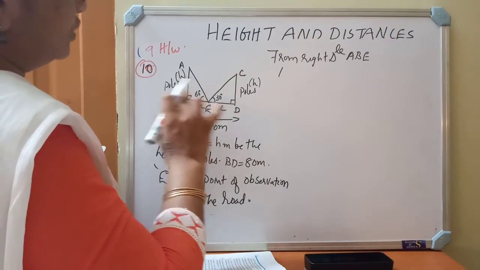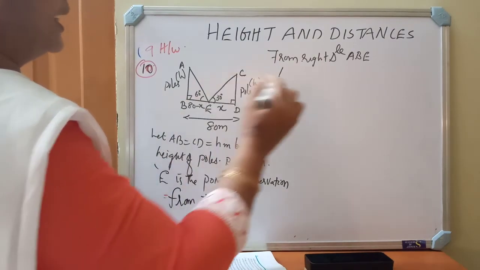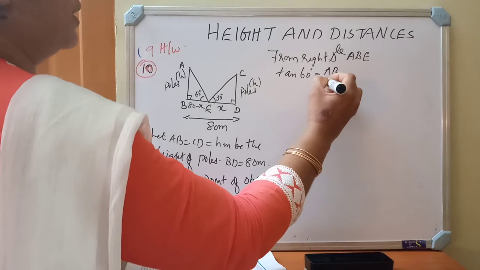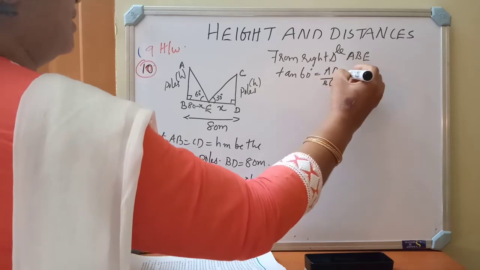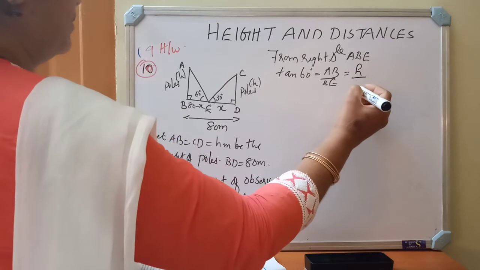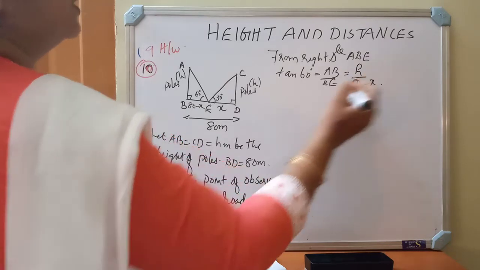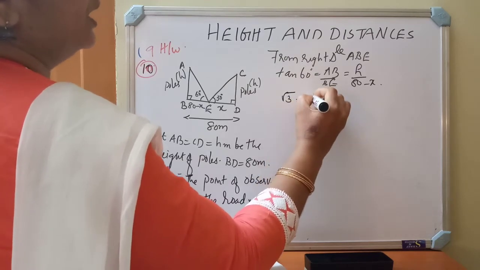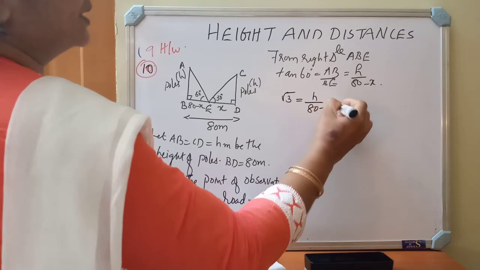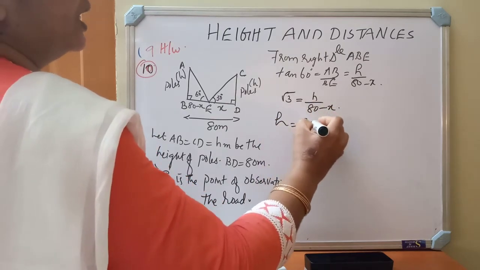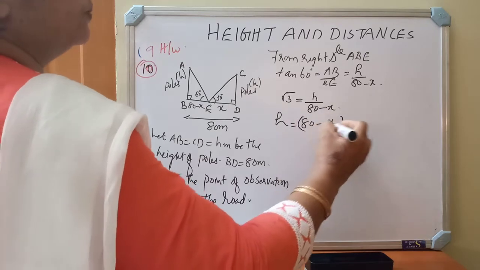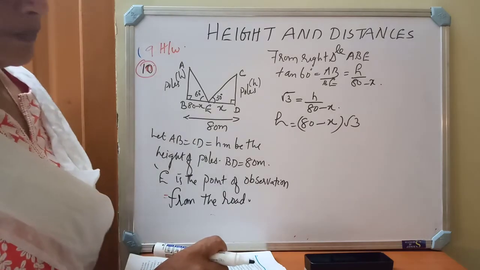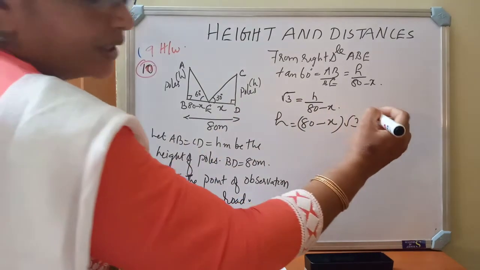From triangle ABE, this is 60 degree. So opposite by adjacent, tan 60 is equal to AB divided by BE, that is h divided by 80 minus x. Tan 60 is root 3. Root 3 is equal to h divided by 80 minus x. So h is equal to 80 minus x into root 3. Put it as equation number 1.